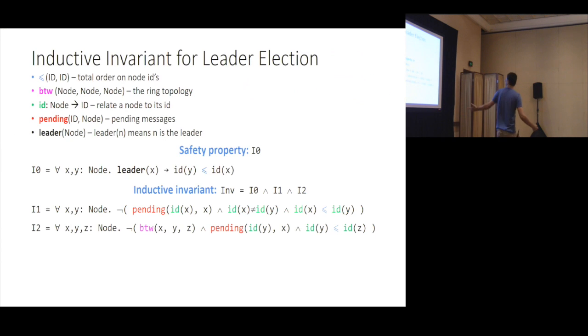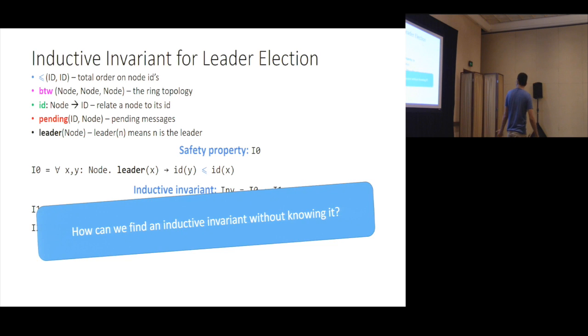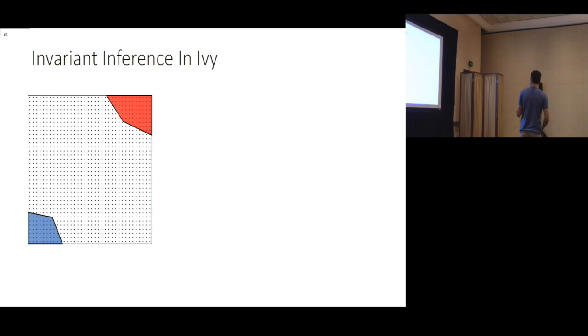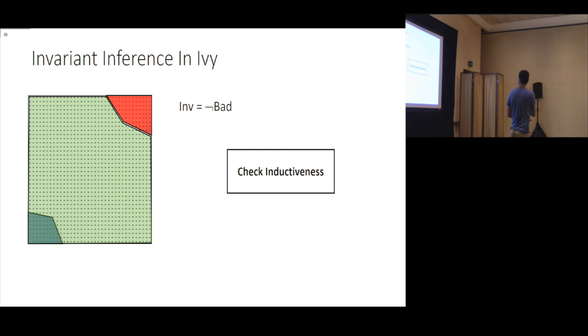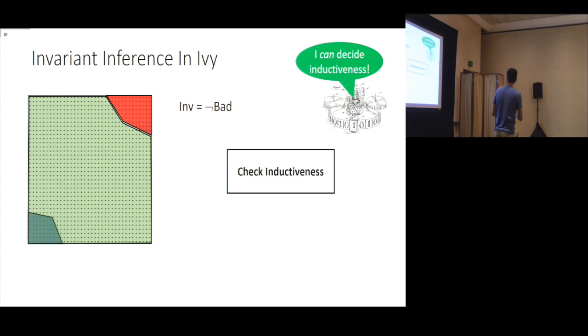So the way we do it is we usually that proves this property. But the big question is how can we find it without knowing it? We need Ivy for that. So the with a set of states that contains all the sets except for the bad states of the system, and then of this candidate inductive invariant, and as you it fully in a fully automated way, and sure enough.